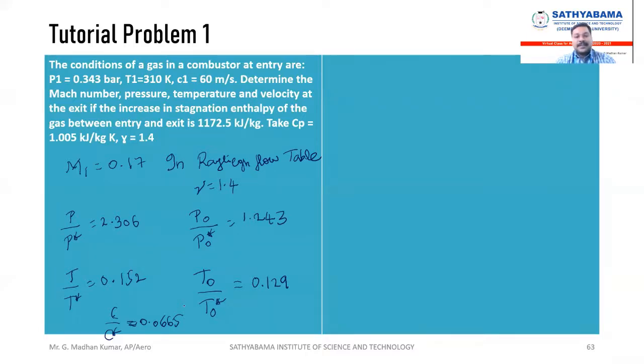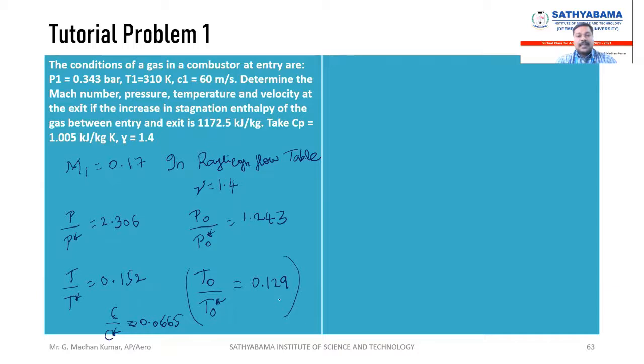It's a very simple thing. I'm considering only this expression, because we need M2. If we know M2, we can find all the values in the Rayleigh flow table, and we can construct the complete table. Whatever procedure we followed in planar flow, the same calculation procedure is followed here.